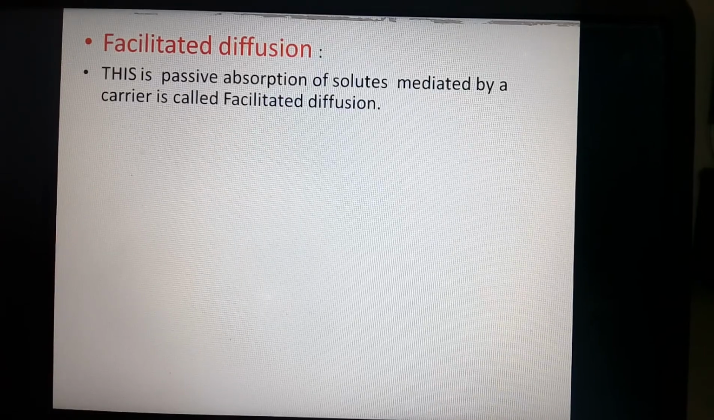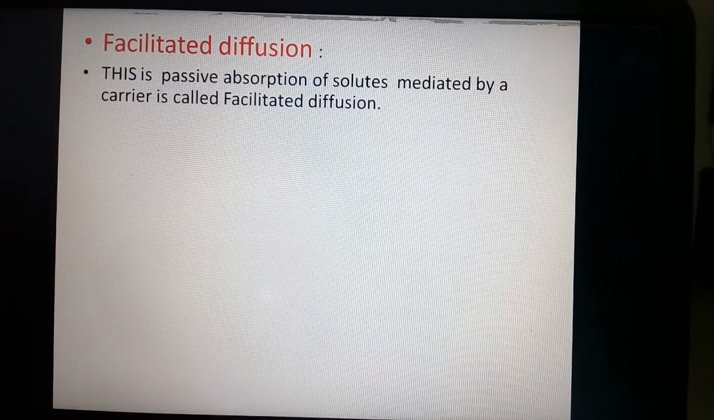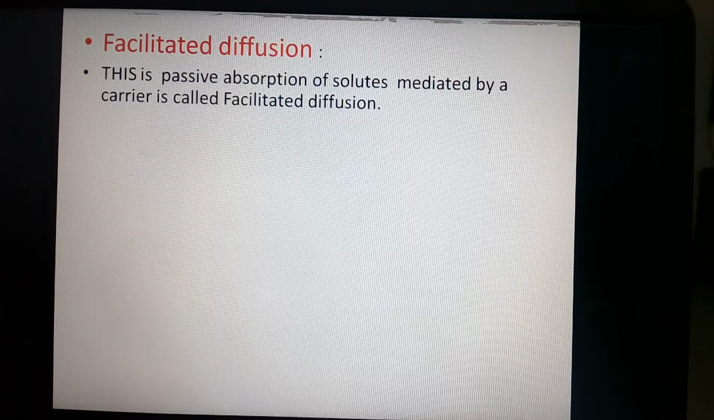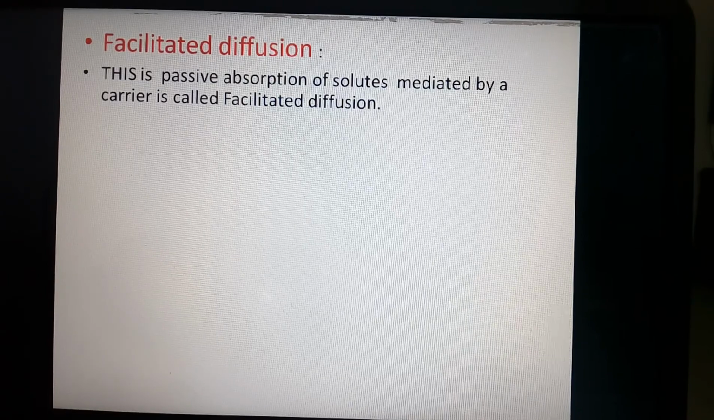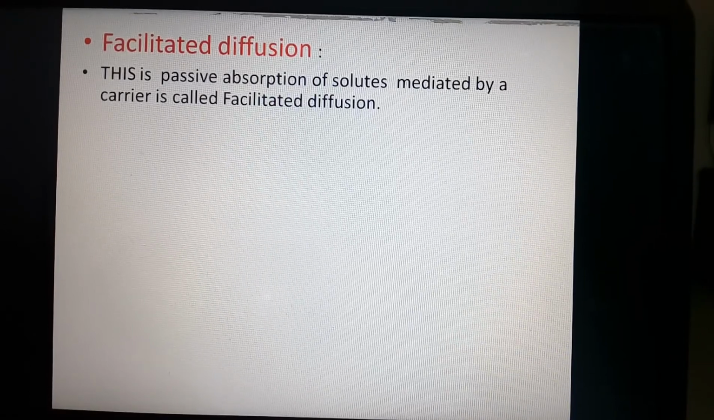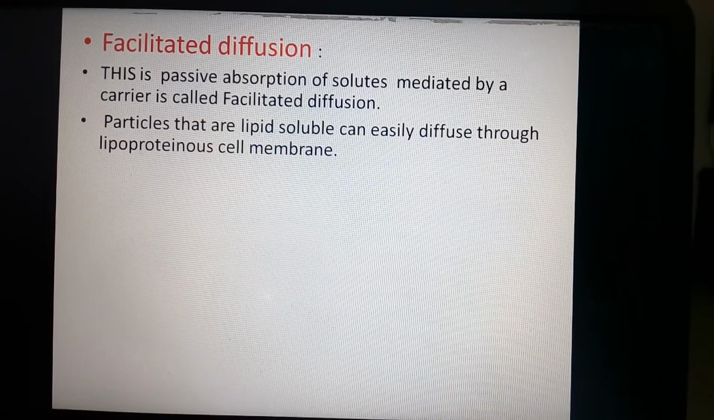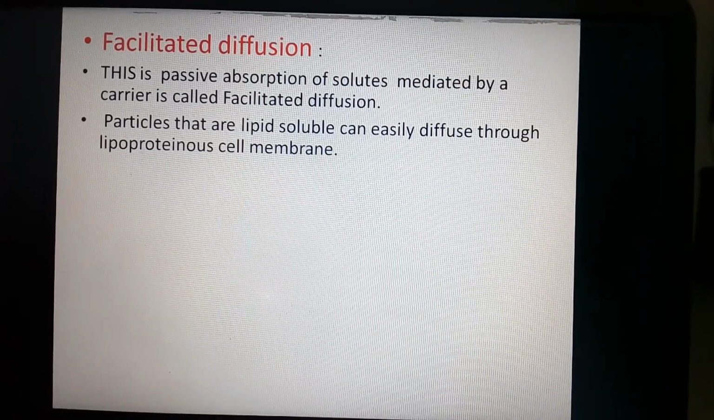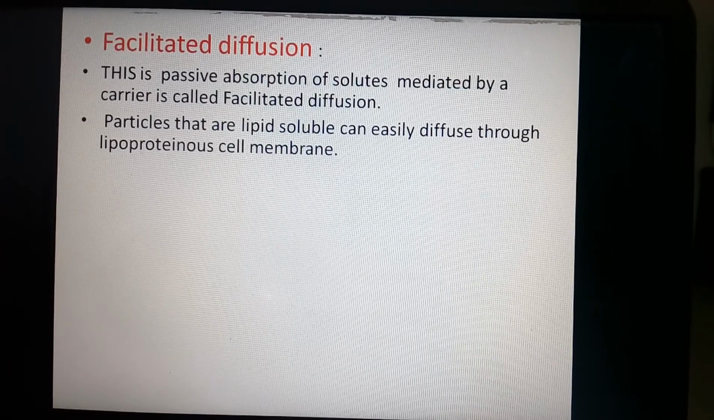The next, facilitated diffusion. Facilitated diffusion is a passive absorption of solutes mediated by a carrier. It is called facilitated diffusion. In this process of passive absorption of solutes, what happens actually? They start to move from their higher concentration to lower concentration. But in facilitated diffusion, what happens?